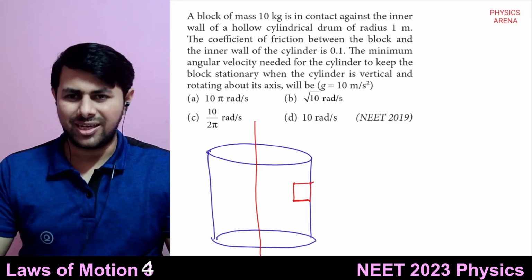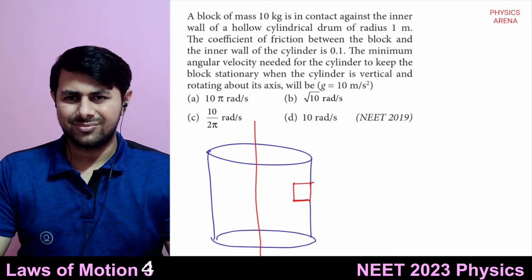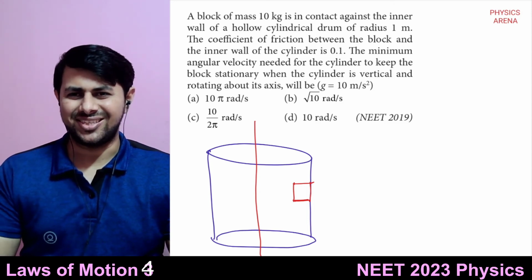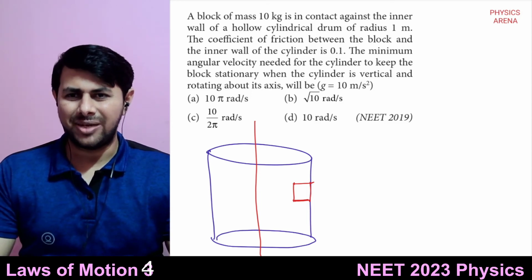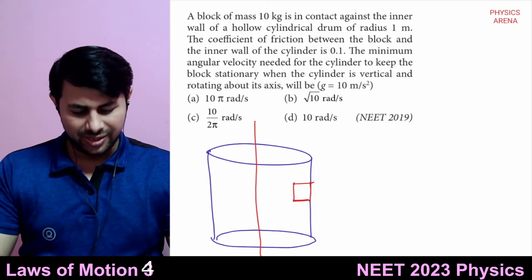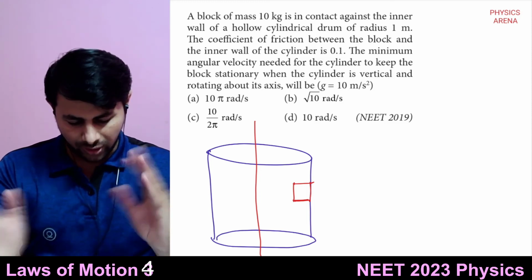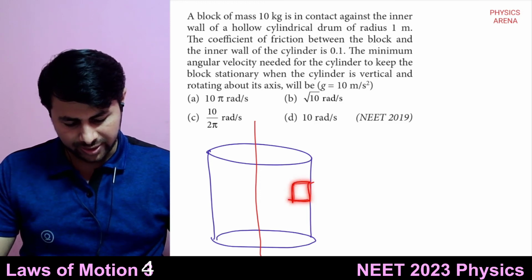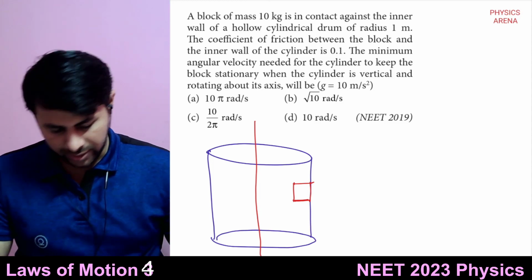So have you seen something like this? Have you seen the death well? It is called maut ka kuan in Hindi. I don't know what it is called in Tamil. Death well in a fair or in a circus? Maybe not. It's okay. So this is like that. There is a hollow cylinder and this block is resting against the wall. Now this cylinder is rotating.